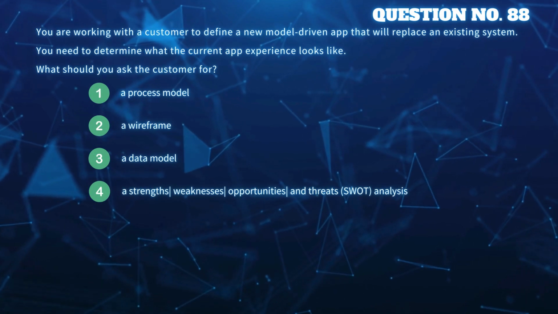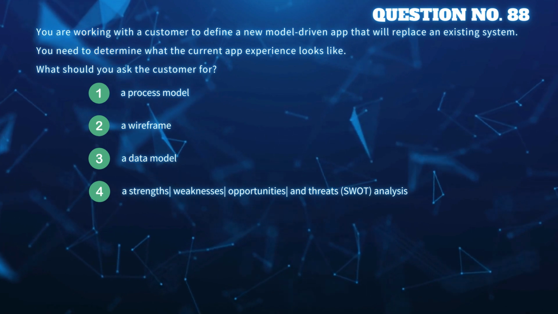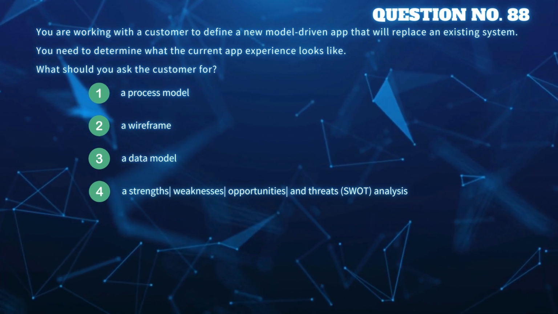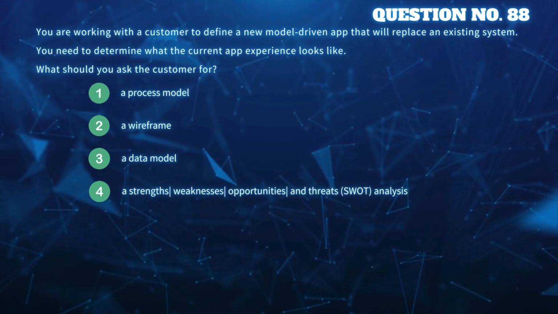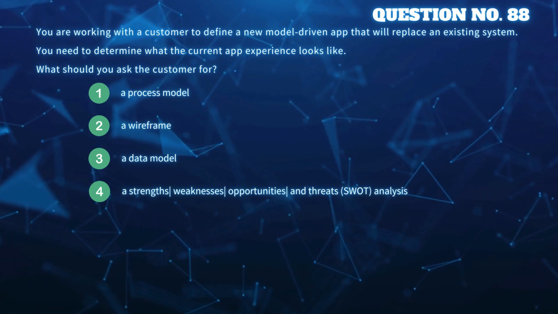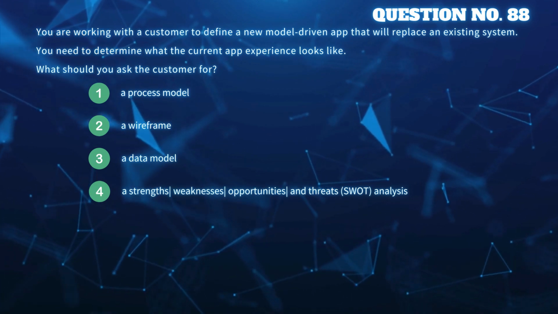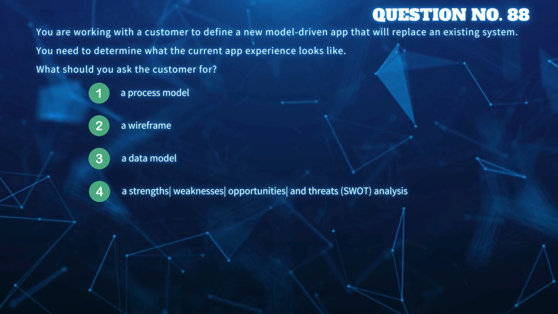You are working with a customer to define a new model-driven app that will replace an existing system. You need to determine what the current app experience looks like. What should you ask the customer for? Option 1, a process model. Option 2, a wireframe. Option 3, a data model. Option 4, a strengths, weaknesses, opportunities, and threats (SWOT) analysis.